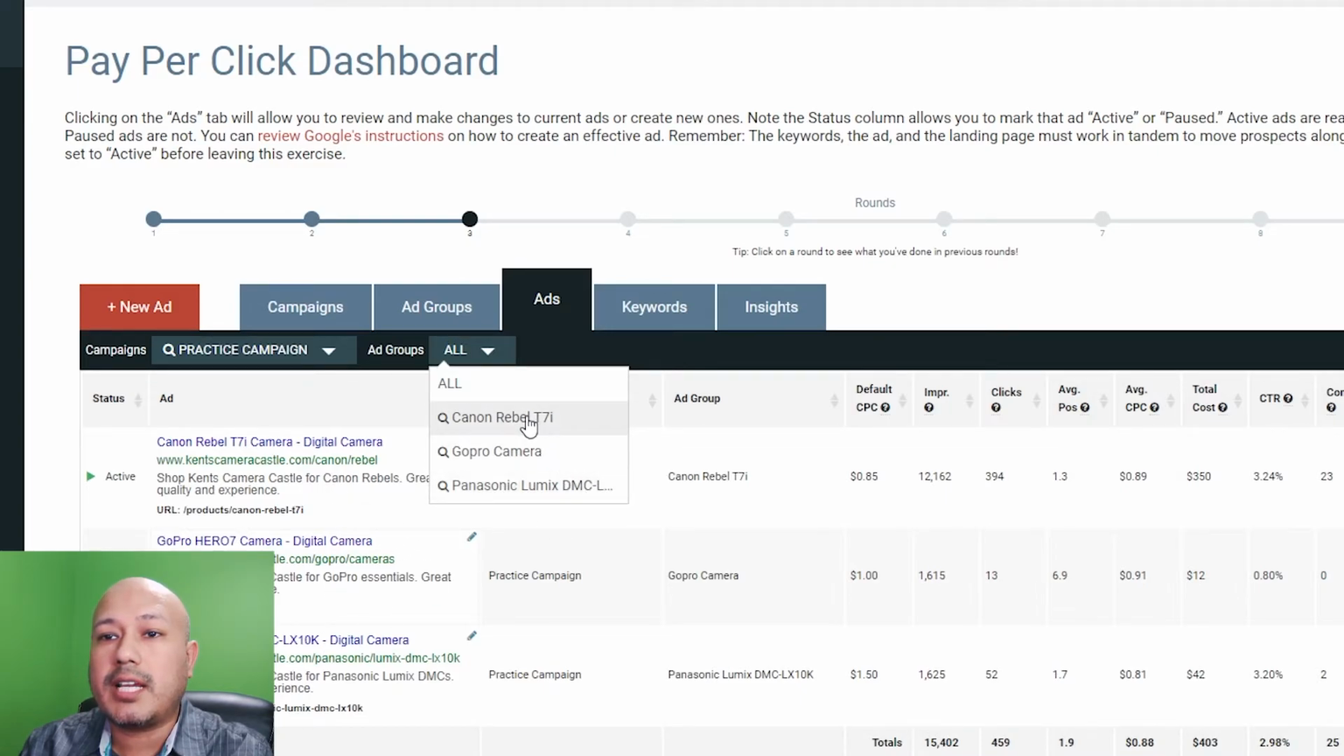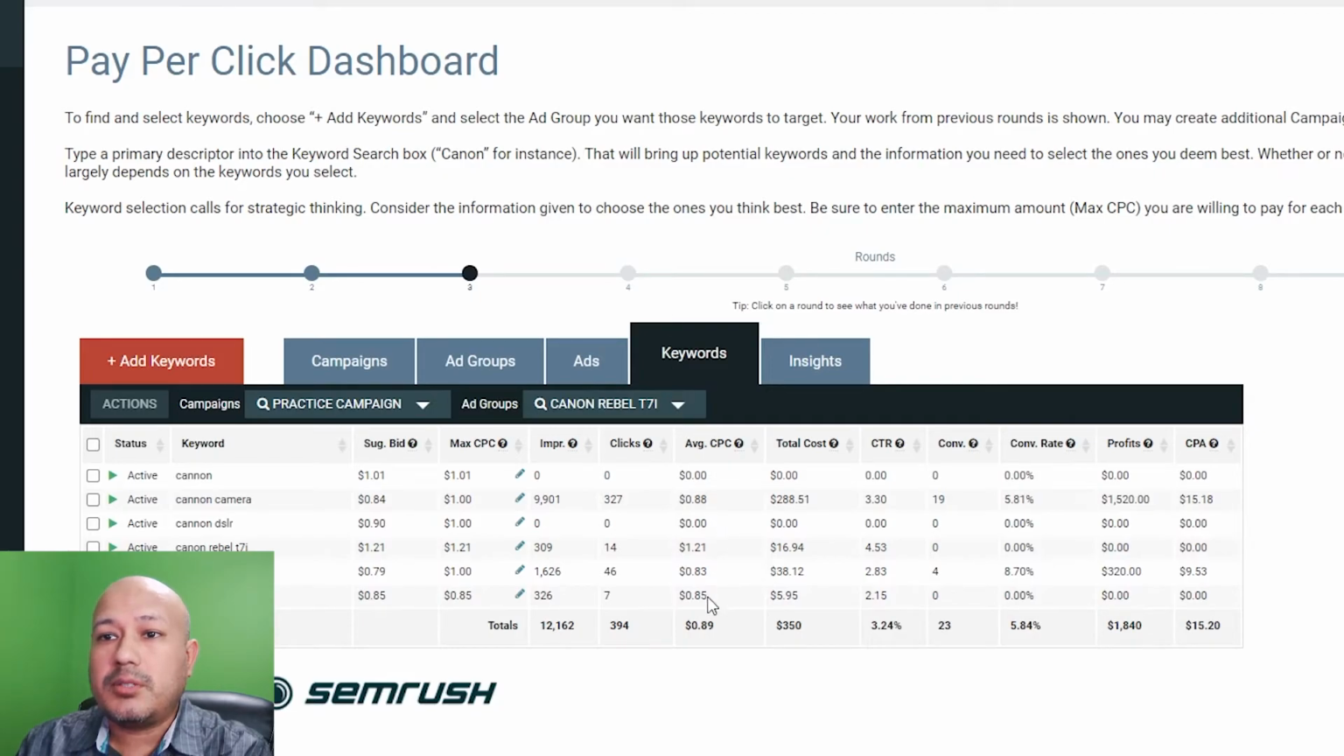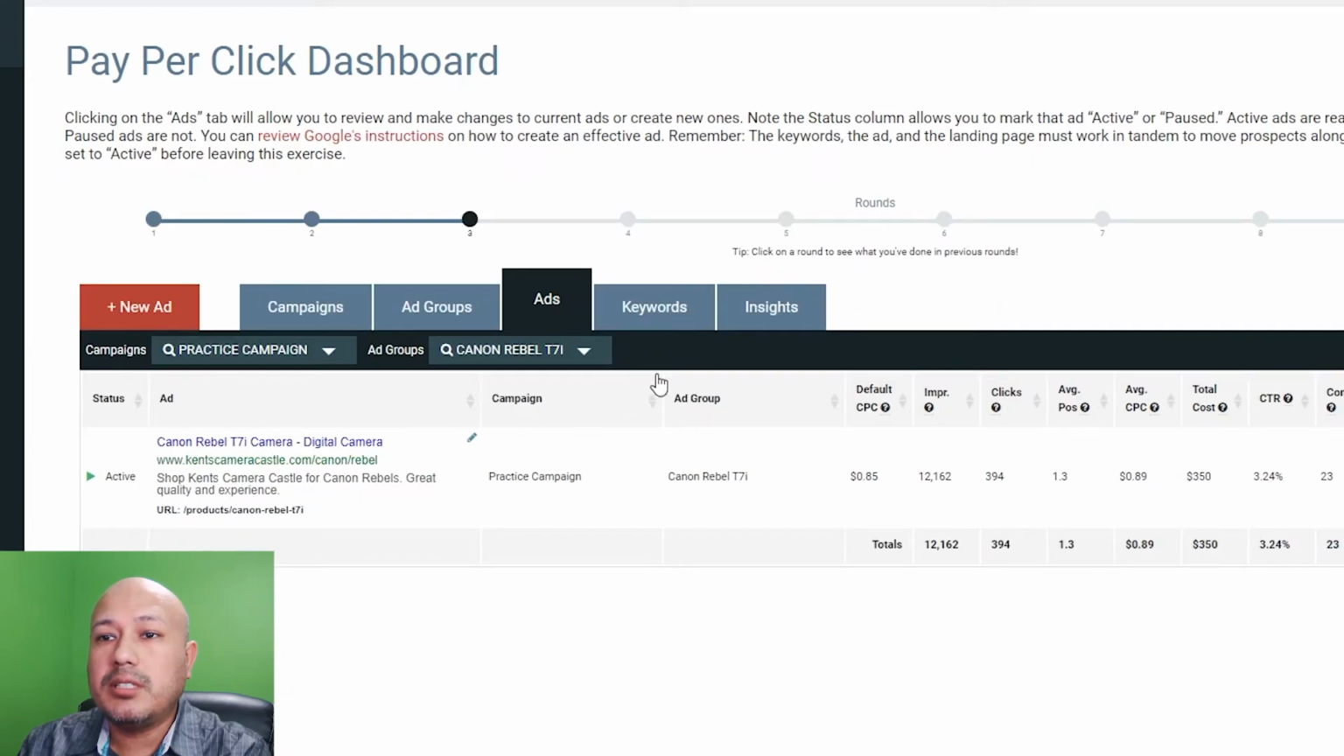So if I just click on Canon Rebel T6i, then I see that this is one ad group that is running for the product, that is Canon Rebel T7i, that's being sold. So Canon Rebel T7i camera, digital camera, camera castle for Canon Rebels, right? So let's take a look at the keywords that are associated with this particular product. So here we can see that there are 1, 2, 3, 4, 5, 6 keywords that have been bought for this particular advertisement.